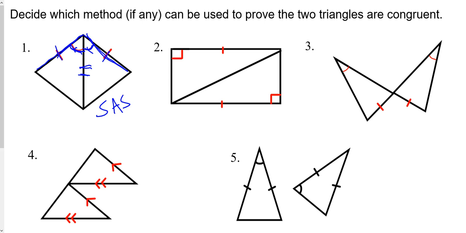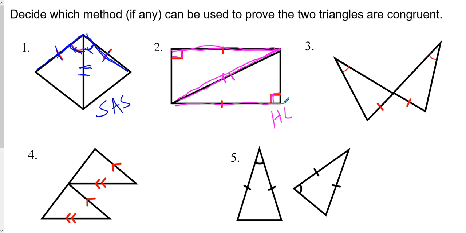On number 2, they gave us a side in each one and they gave us an angle, and then they also share this side. Since side-angle is not a thing, we do notice that it's a right triangle, so we have that special scenario where it's hypotenuse-leg, because this is the hypotenuse of the right triangle and this is a leg, and in the other triangle I know the hypotenuse and the leg as well.